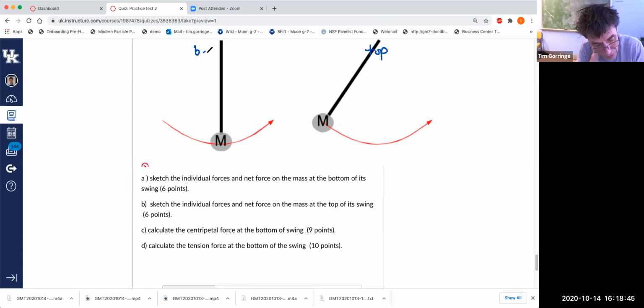This one is the bottom of its swing. This is the highest point of the swing. This is the lowest point of the swing. And so let's add the forces in these two cases.